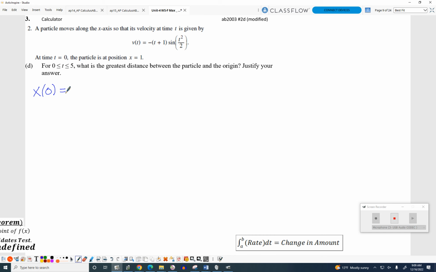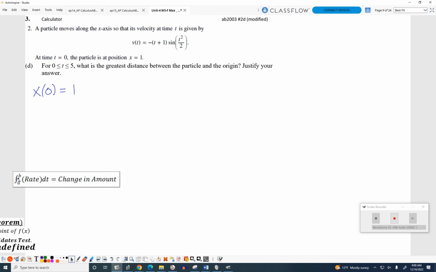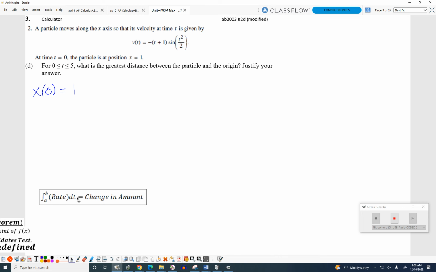Haley, how would I write the fundamental theorem if I'm trying to determine x of 5? So I know I have to use the fundamental theorem, which is this. I know I'm trying to find x of 5, so somehow x of 5 fits in this. How do I write the fundamental theorem so it includes x of 5?